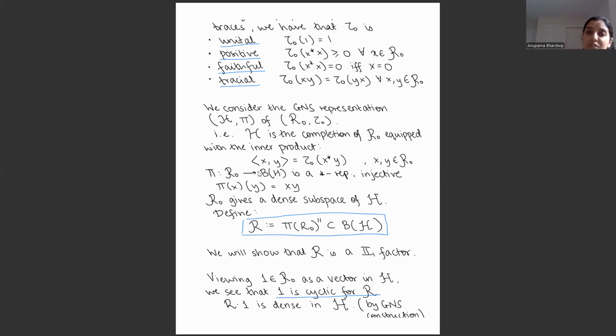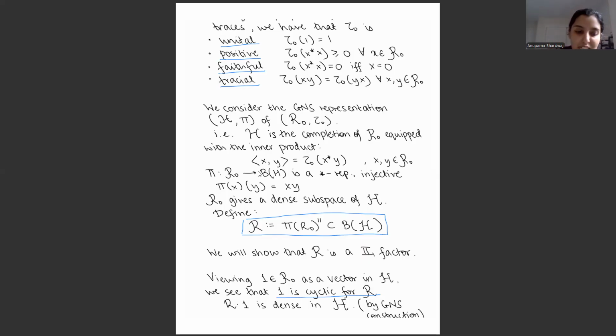Next, I want to do the GNS representation H, pi of R0 and tau 0. Basically, what I'm doing is I'm going to complete R0, and that completion of R0 I'm going to call H. And R0, I'm going to consider it to be equipped with this inner product, that is, x comma y is equal to tau 0 of x star y. It's basically the GNS representation as we know it.